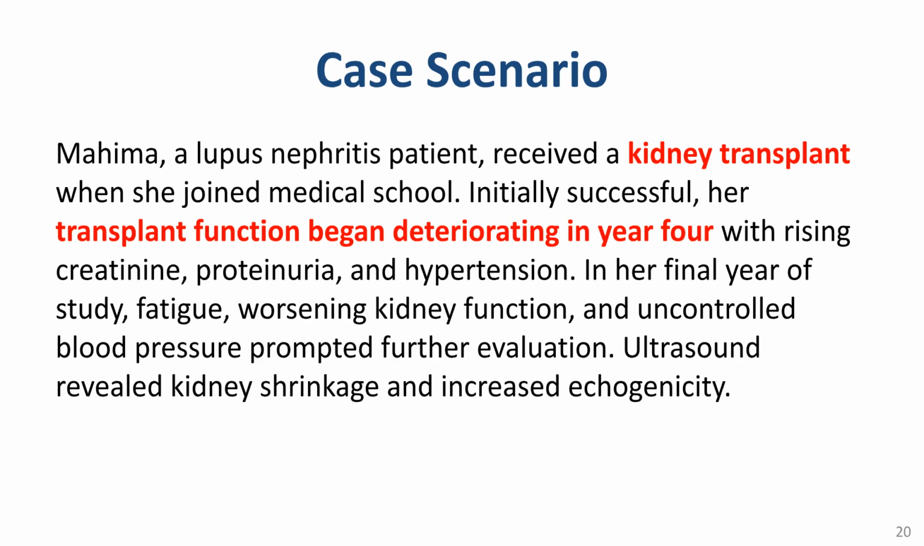By her final year, symptoms become more prominent. She experiences fatigue from accumulating metabolic waste products. Her kidney function continues worsening, despite optimized immunosuppression. Her blood pressure remains uncontrolled, despite multiple medications. Ultrasound reveals characteristic chronic rejection findings.